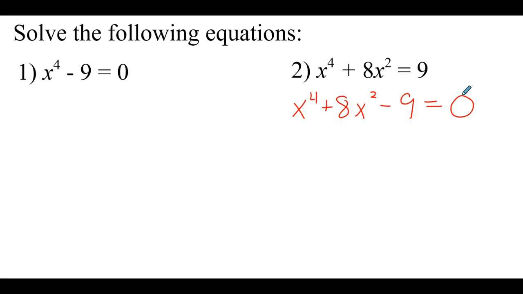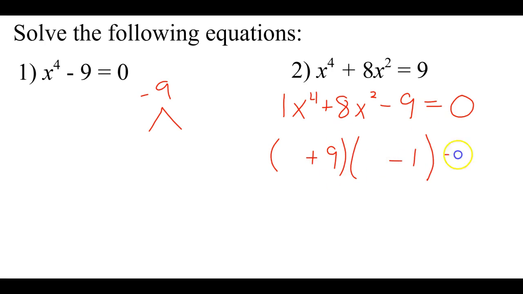Now, what's the only way we've learned how to factor something with 3 terms? Bottoms up, a times c. So let's do that. So a is 1 times c is negative 9. So what times what is negative 9, but those same 2 numbers add up to 0 in the middle? Positive 9 and negative 1, right?